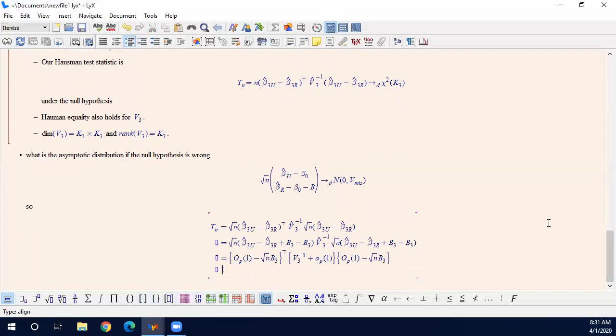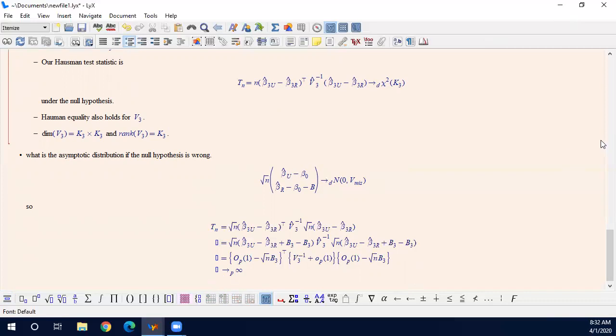So if you think about this, it is big OP1, it does not diverge. But this converges to minus infinity, and this is also going to minus infinity. So in the end, it will converge to infinity. It does not matter. So the test statistic will be converging to infinity. That's why we are rejecting.